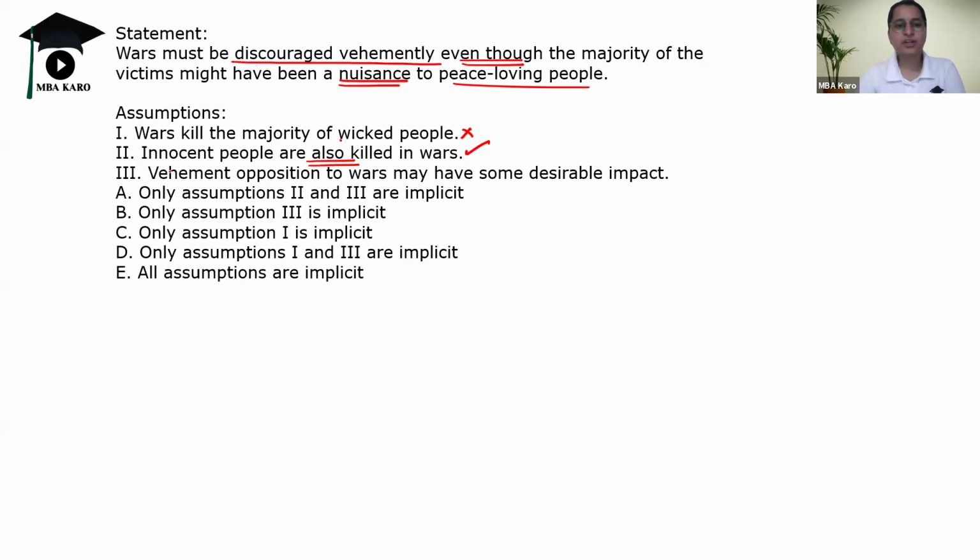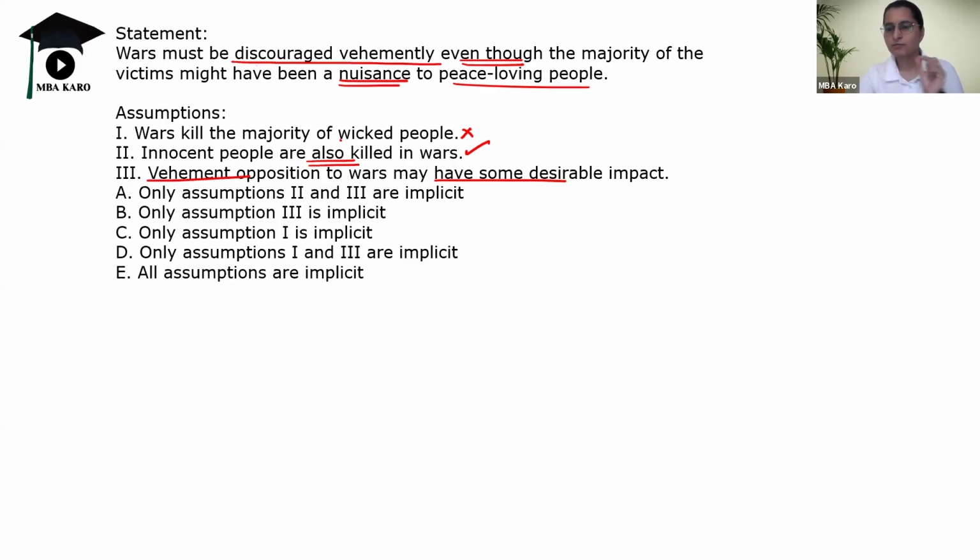Next one, vehement opposition to wars may have some desirable impact. Now, when we were discussing assumptions in previous slides, we discussed problem solving. So when a solution is given, we know that the problem is there. Wars are happening, we know that. Second, the solution that is given will work, right? So what are they saying? Vehemently discourage wars. So why are they vehemently discouraging wars? Because they assume that vehement opposition of the war may have some desirable impact.